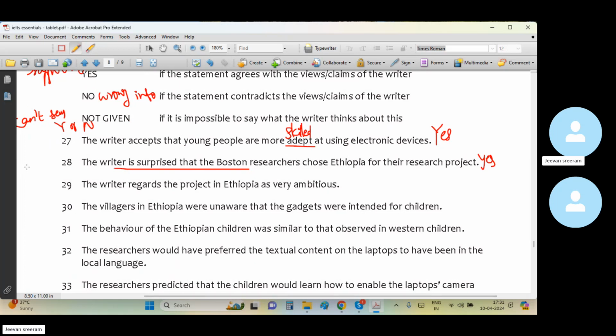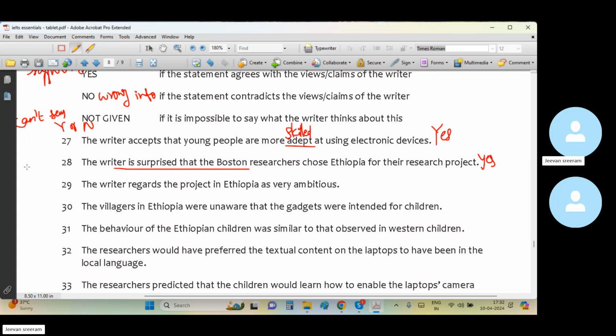Please observe, accuracy of understanding is necessary to handle yes, no, not given or true, false, not given questions. Somehow you can say the yes, no, not given and true, false, not given questions are the most challenging question types in your IELTS reading. For the rest of the question types, even if you couldn't understand the exact meaning of the relevant information given in the passage, somehow you can score better in such question types.